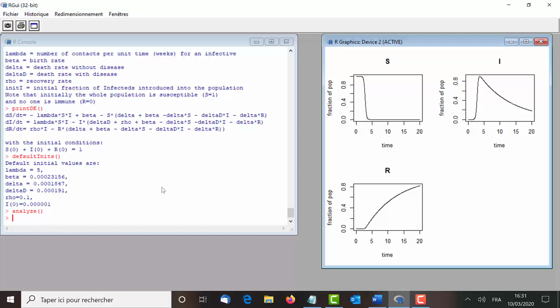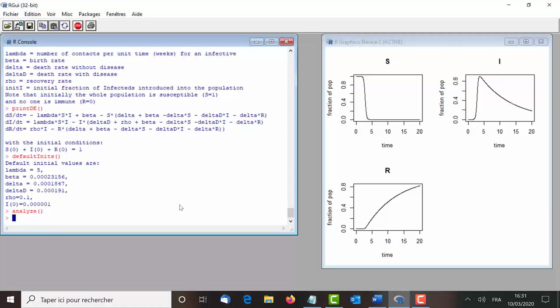So that's how we go about doing the analysis with the default values. We have 6 values we have to put in: lambda, beta, delta, delta D, rho, and I. Let's start by looking at lambda.